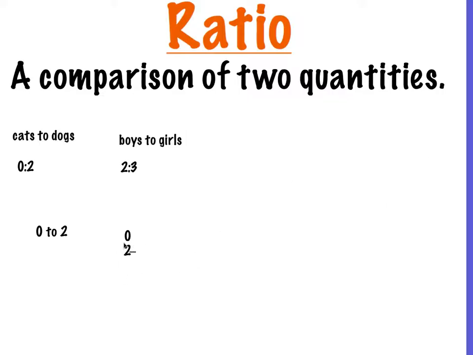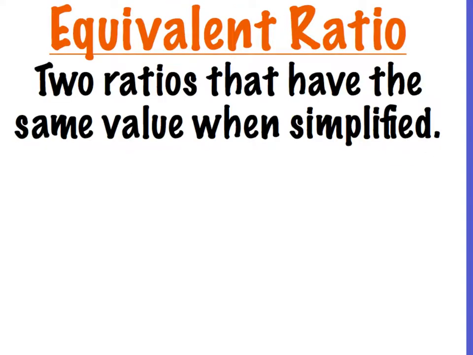So this means that at my house, for every 0 cats, there are 2 dogs. Not that there are 0 out of 2. It means there are 0 cats and there are 2 dogs.